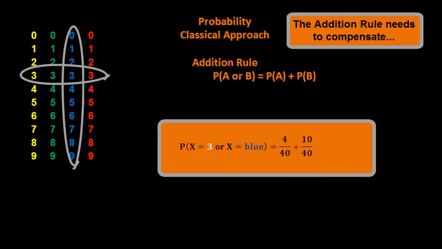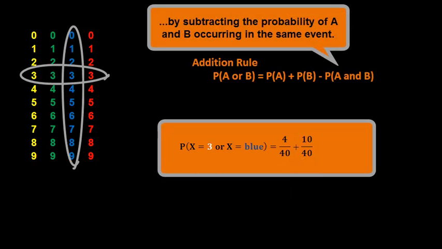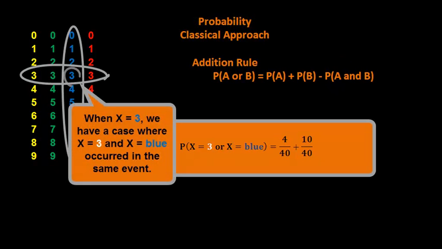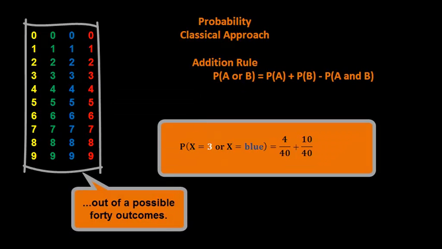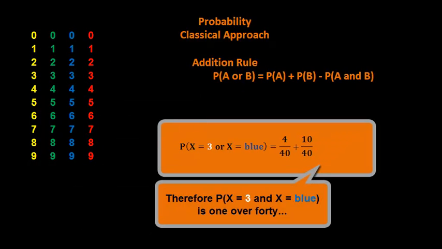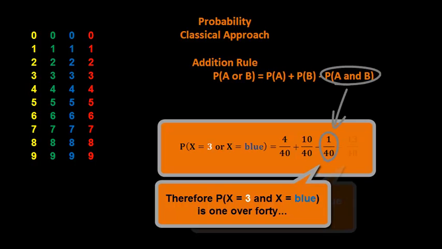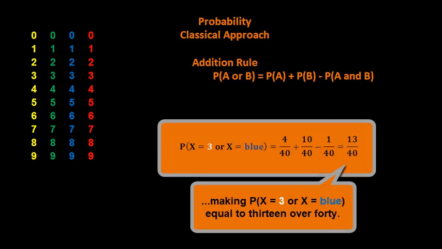The addition rule needs to compensate by subtracting the probability of A and B occurring in the same event. When x equals a blue 3, we have a case where x equals any 3 and x equals any blue occurred in the same event. X equals a blue 3 occurs once out of a possible 40 outcomes. Therefore, the probability of x equals any 3 and x equals any blue is 1 over 40, making the probability of x equals any 3 or x equals any blue equal to 13 over 40.